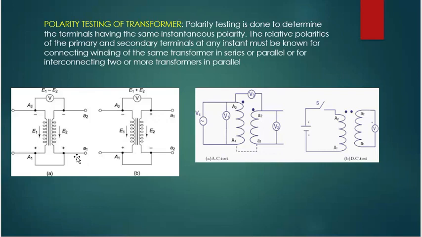The above test may not be convenient for determination of polarity in the field. The polarity test in the field can be conveniently carried out by using a DC battery, a switch, and a DC voltmeter. This is a permanent magnet type voltmeter, the circuit diagram of which is shown in the figure.